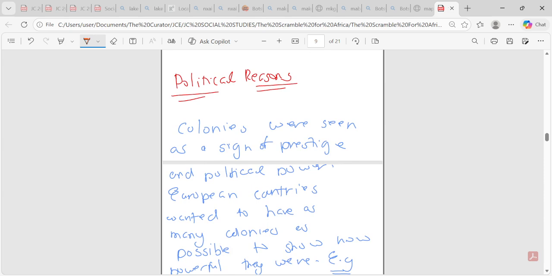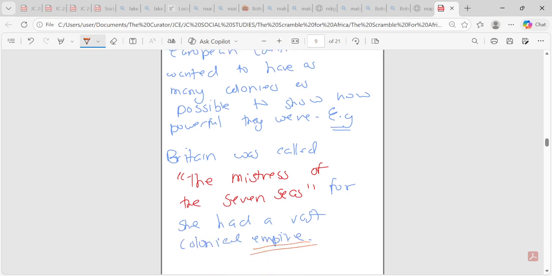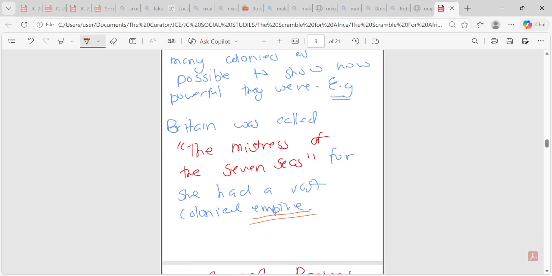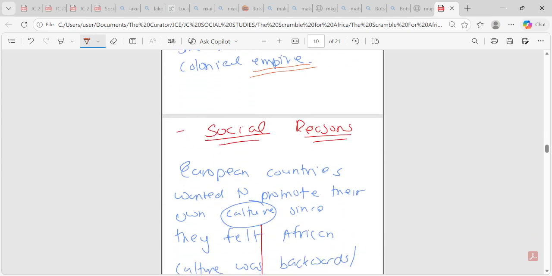Upon their political reasons, colonies were seen as a sign of prestige and political power. In order to prove that you were a superpower, powerful as a country, you had to have as many colonies as possible. Social reasons. The word social here means the relationship between people, the structures between people, the way people are arranged, the way people relate with each other.